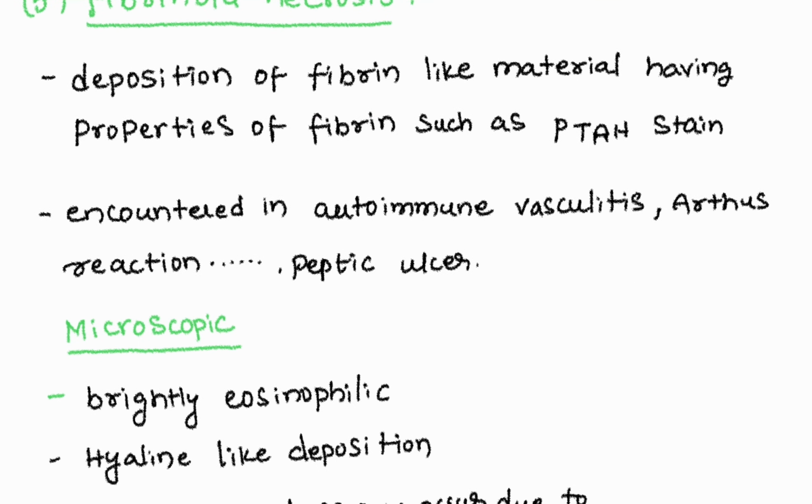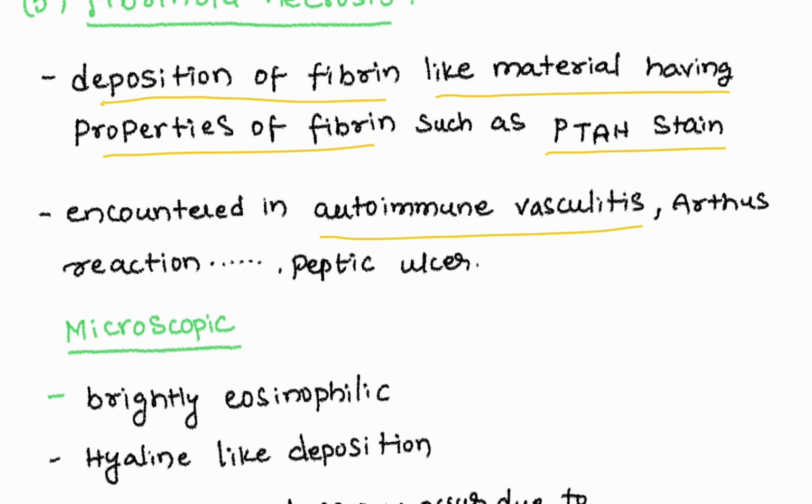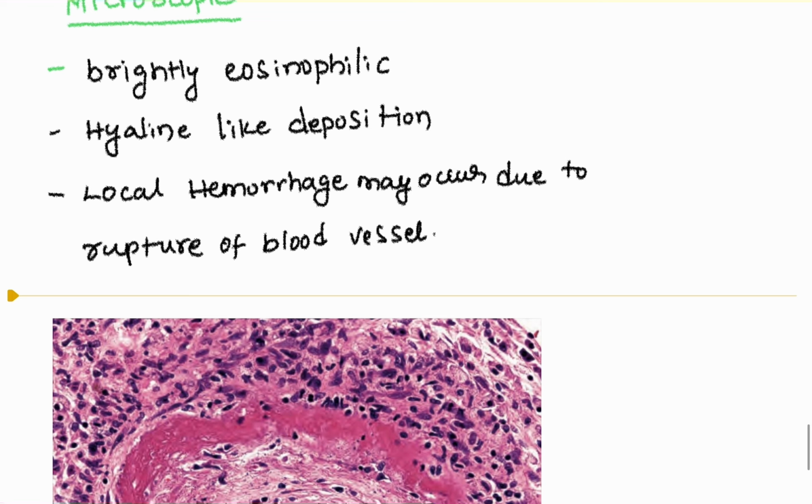Okay. Next, the last one is fibrinoid necrosis. In fibrinoid necrosis, there is a deposition of fibrin-like material having properties of fibrin in the PTAH stain. PTAH stain is phosphotungstic acid hematoxylin. In that stain, we can see depositions with properties of fibrin. The most common places for fibrinoid necrosis are autoimmune vasculitis, the Arthus reaction, and most often peptic ulcer, right?